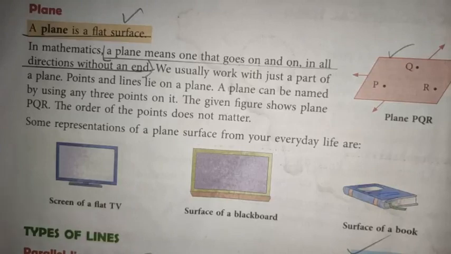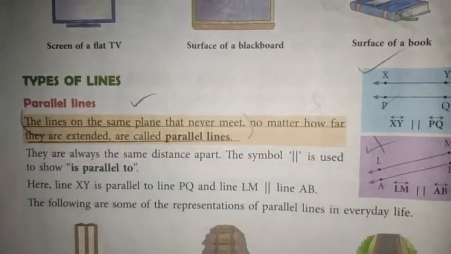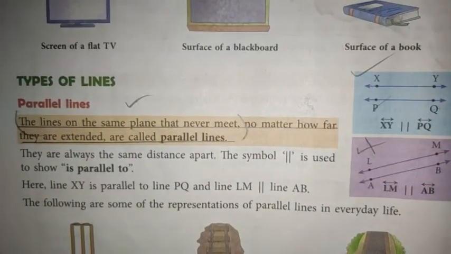Okay, so let's proceed to the next very important part, our types of lines. Now for types of lines, we have discussed vertical line, horizontal line and straight line. Right? That was a single line. Okay, that is also a type of line.